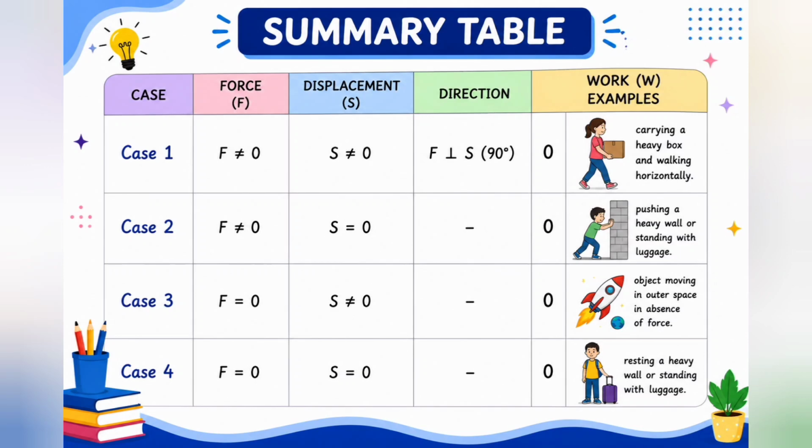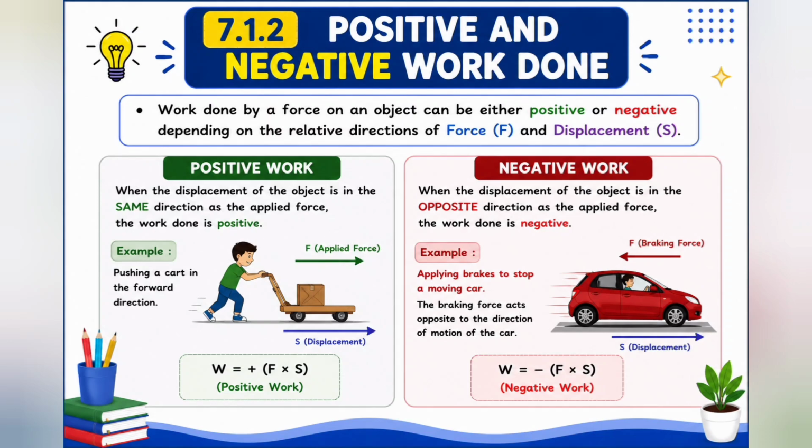Now, let's study positive work and negative work. Work done depends on the direction of force and displacement. First, positive work. When force and displacement are in the same direction, the work done is positive. For example, when you push a cart forward, the cart moves in the same direction as the applied force, so the work done is positive.